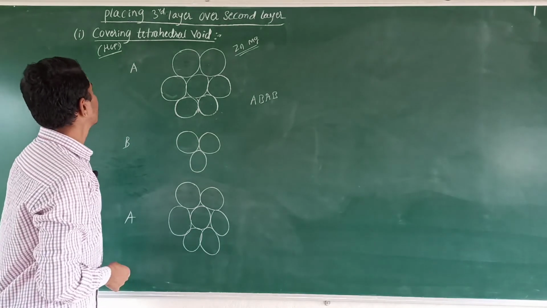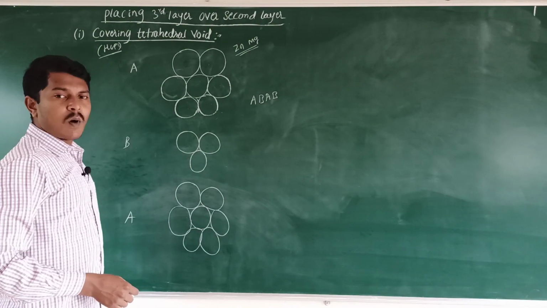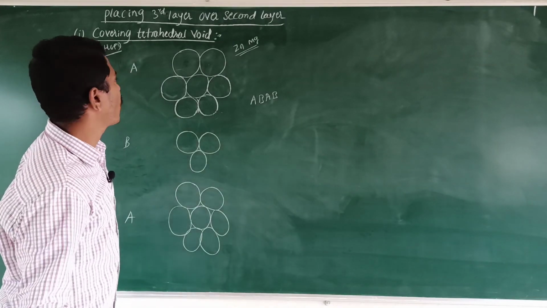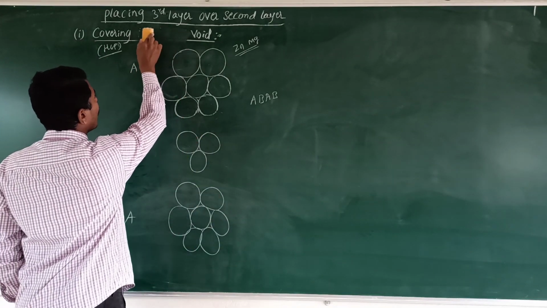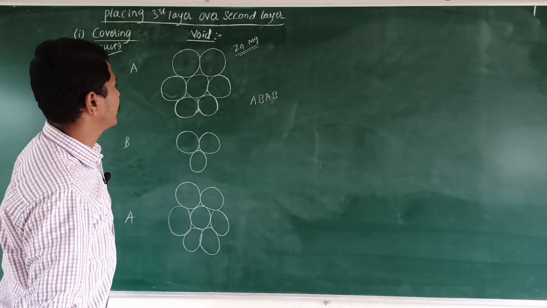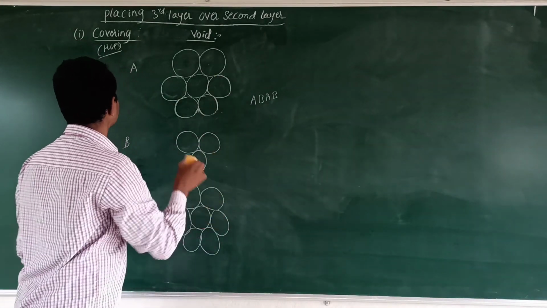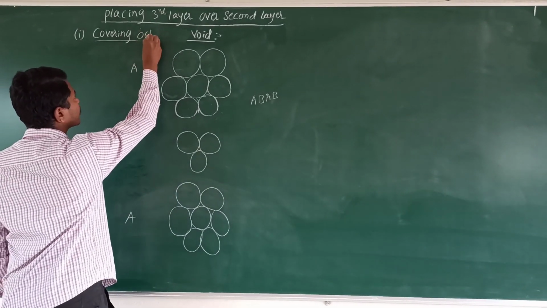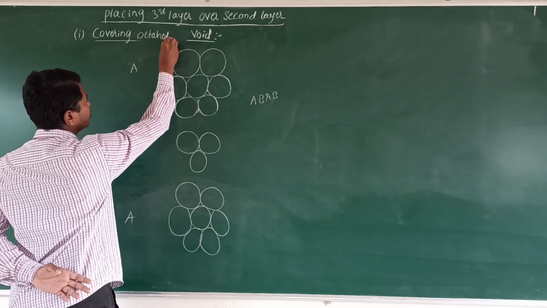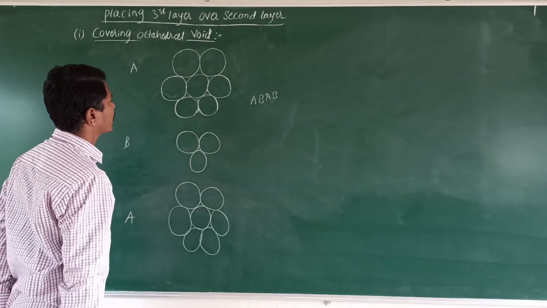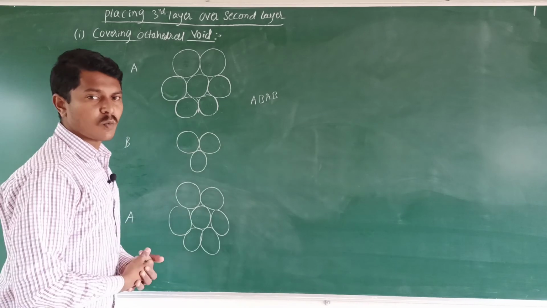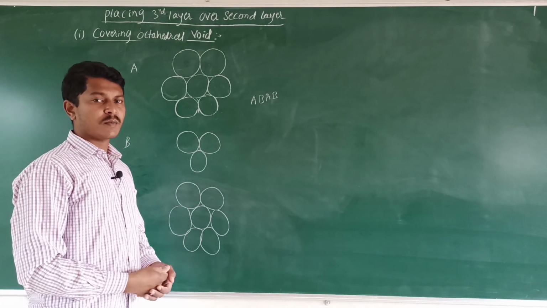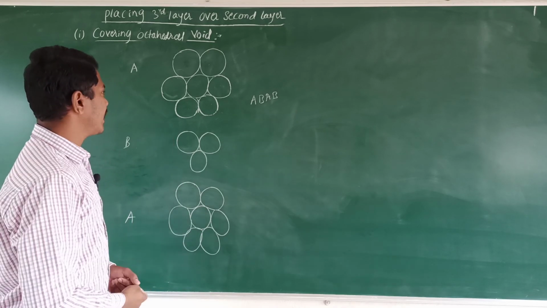Okay. Next, covering a tetrahedral void. This is the concept. Next, covering the octahedral void. Covering the octahedral void means the void which is surrounded by 6 spheres is called octahedral. The void which is surrounded by 4 spheres is called tetrahedral, isn't it?